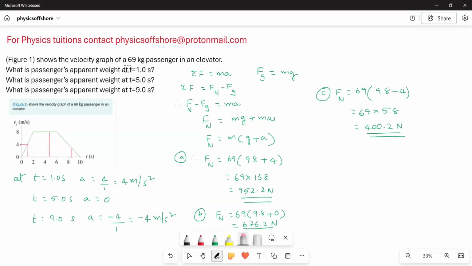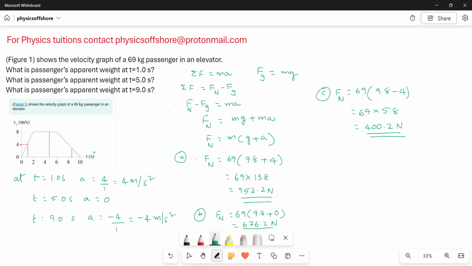The figure shows the velocity graph of a 69 kg passenger in an elevator. What is the passenger's apparent weight at t equals 1 second, at t equals 5 seconds, and at t equals 9 seconds? This is the question. Now the graph is given to us.